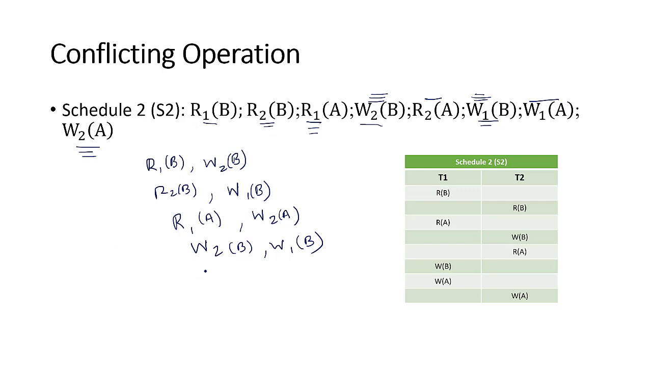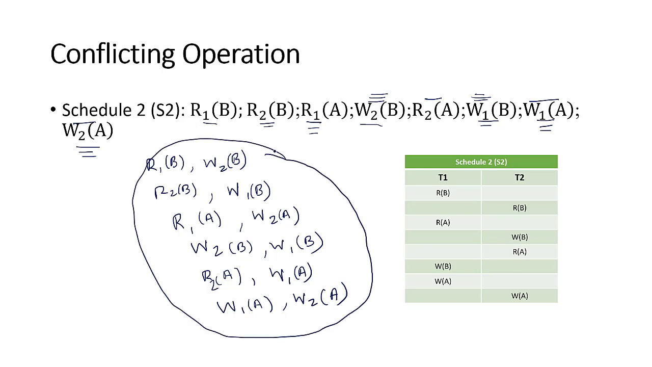So R2A will conflict with W1A. And finally, this operation will conflict with this operation. So W1A will conflict with W2A. So these are the list of conflict operations for the schedule 2.